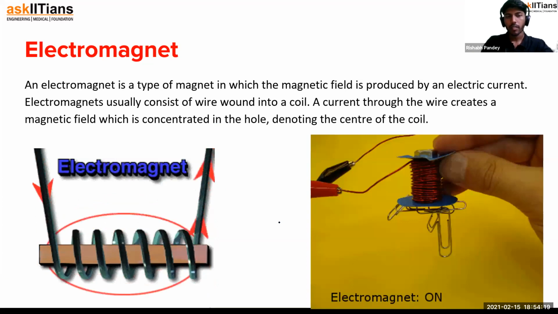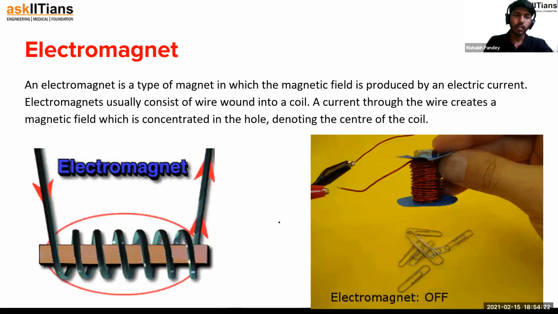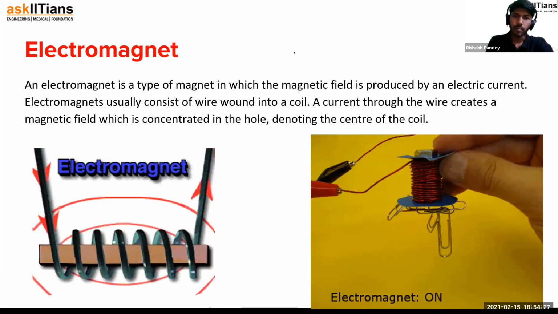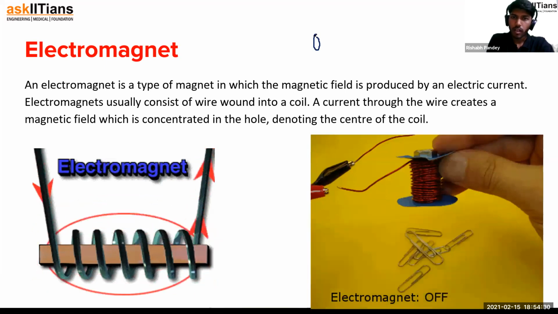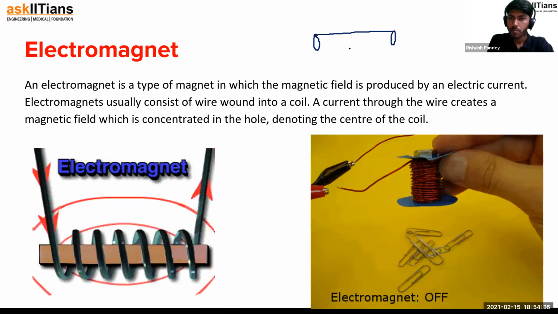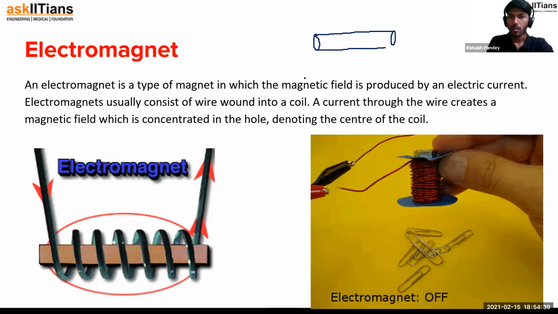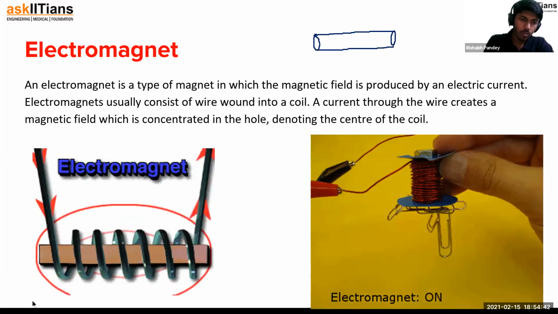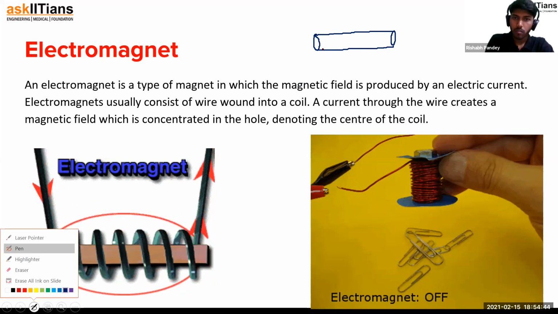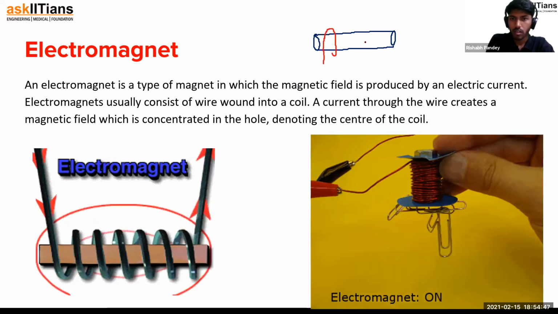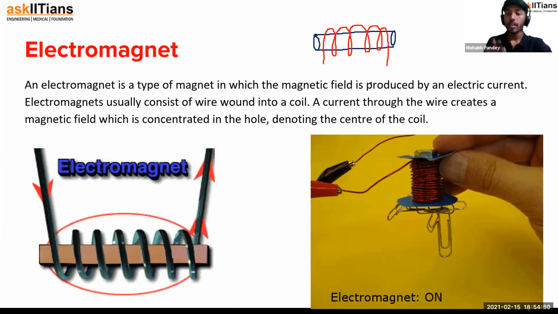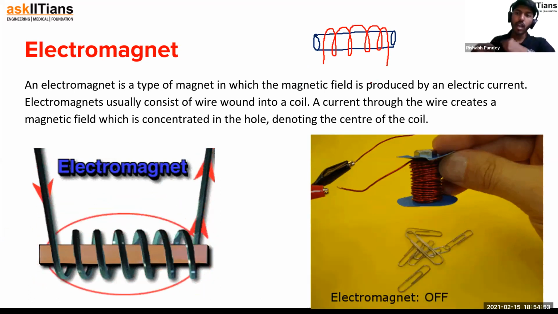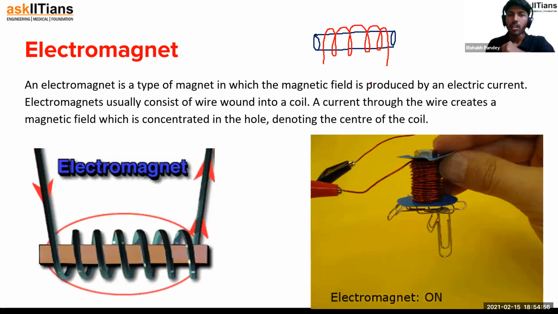Now, the next thing is electromagnets. What's an electromagnet? Basically the concept remains the same as in the case of the electric bell. If I have a rod-like structure like this, and about this rod I have a large number of turns of wire, each turn will be producing a magnetic field. So if I have a large number of turns of wire, obviously the magnetic field will be quite strong.